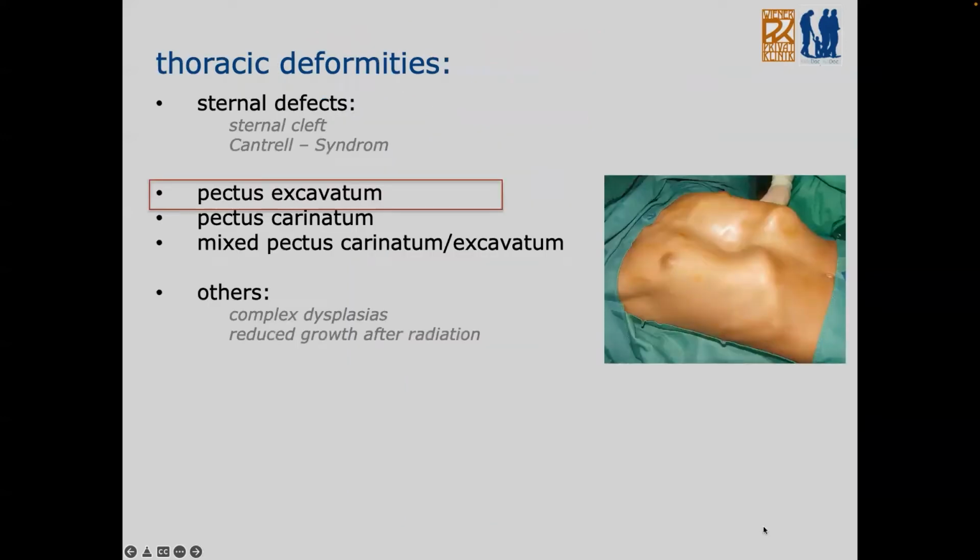Here you see the spectrum of thoracic deformities: sternal defects, Pectus excavatum, carinatum, the mixed variants, and also others. Today I am presenting the topic of Pectus excavatum treatment, and for this I have selected results from 346 patients operated with adapted and extended techniques by myself.